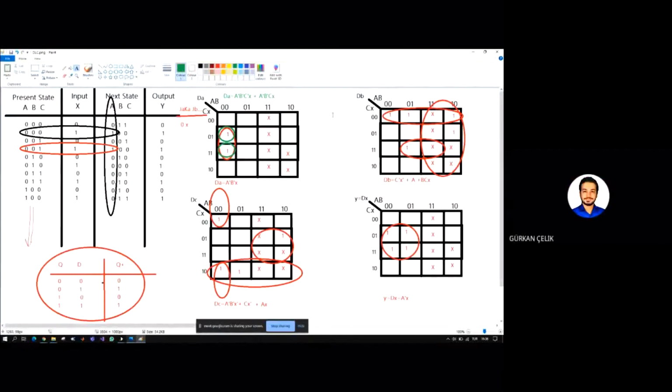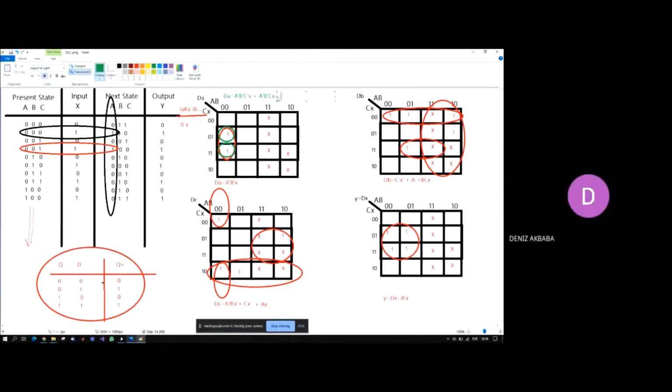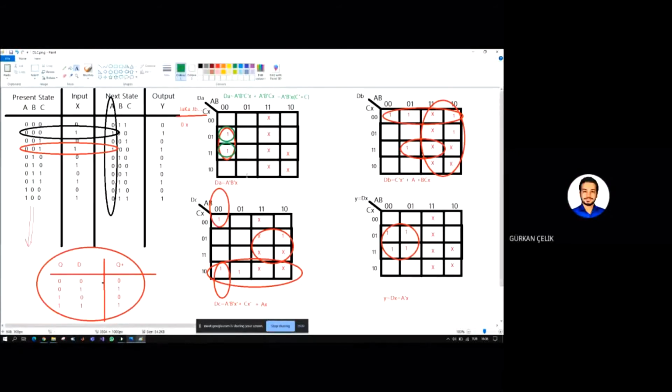Tamam. Şimdi arkadaşlar şurada sadeleştirme yapacağız. C'ler birbirini götürüyor. A'nın değili, B'nin değili ve X'ler ortak, onları öne alabiliyoruz. C'nin değili artı C, 1 yapıyor. Burası 1 yapıyor arkadaşlar. Ne çıktı? A'nın değili, B'nin değili, X çıktı. Gördünüz mü? Oturttunuz mu şu an?